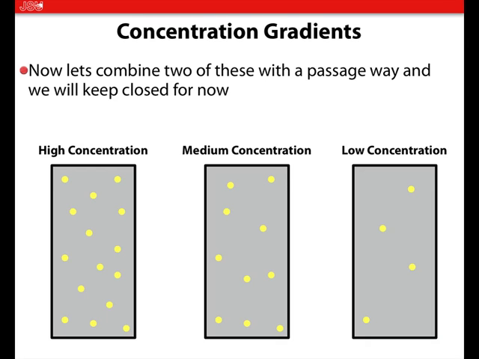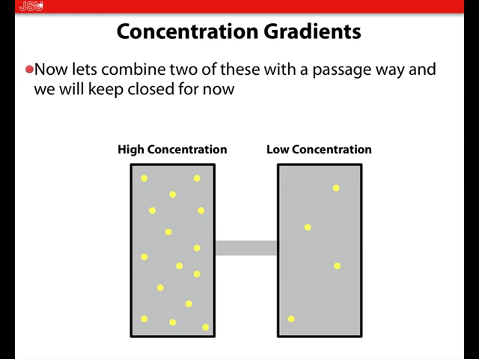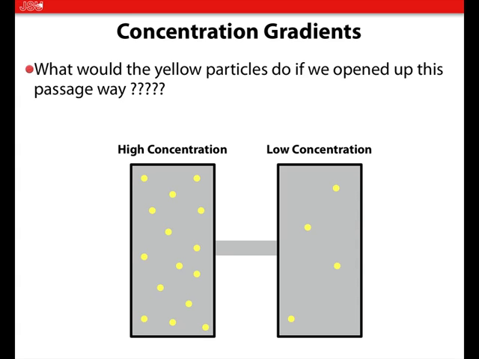Now let's combine two of these with the pathway and see what happens. So let's just say we took that high concentration cylinder and we connected it to a low concentration cylinder and kept that pathway closed. Okay? Got to ask you a question. What's going to happen here? If I connect a cylinder, a bottle, okay, with a lot of molecules in it to an equal size bottle with very few, what's going to happen? Well, what's going to happen if we open this passageway up?